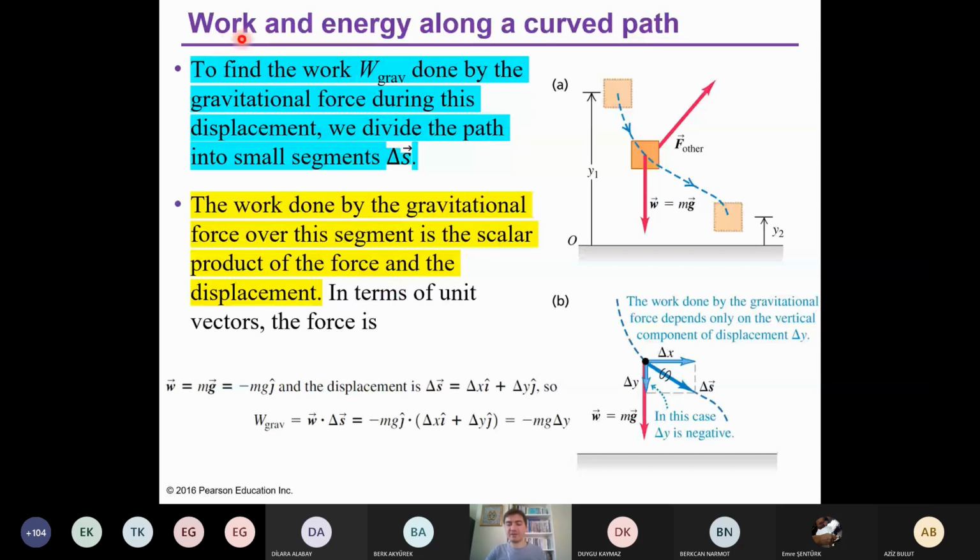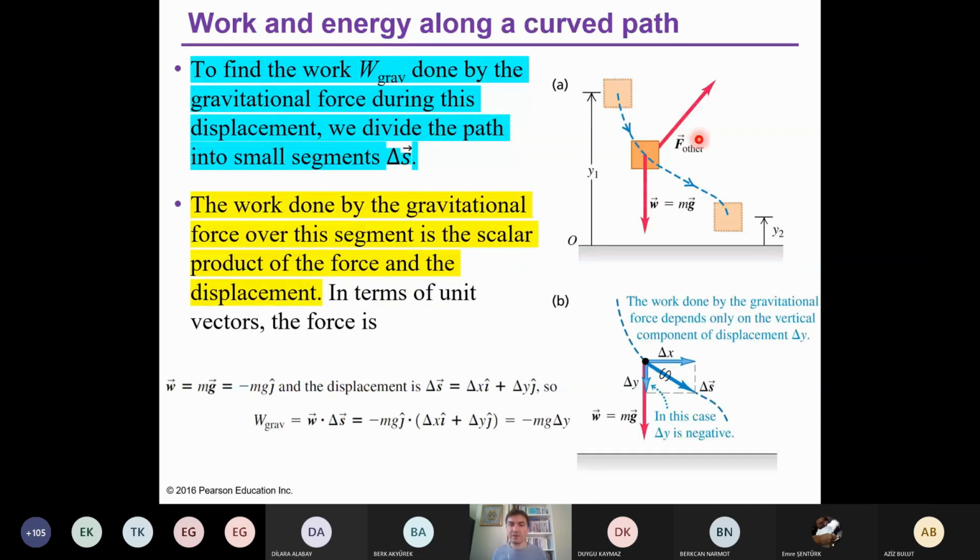So up to now we have discussed the work and energy along a straight line. So now we have a box, and this box here in figure A is moving in this way, okay? It is a curved path. So let's consider that here there's an F other. You can consider tension force or something else, or normal force, okay? Here we have F other, and here we have weight.